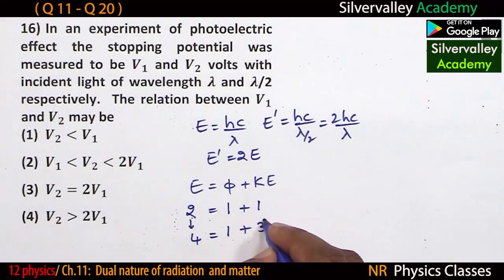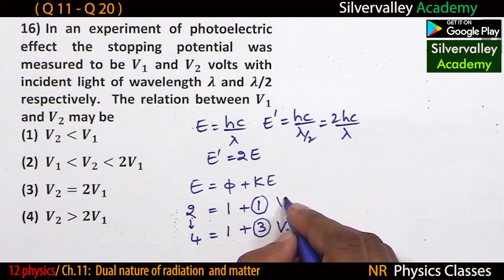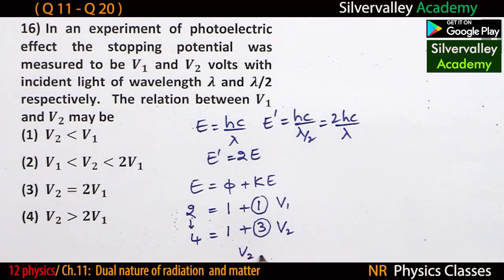Observe, this is greater than 2 times this. So with respect to kinetic energy, we can get V2. With respect to this kinetic energy, we can get V1. So V2 is greater than twice V1.